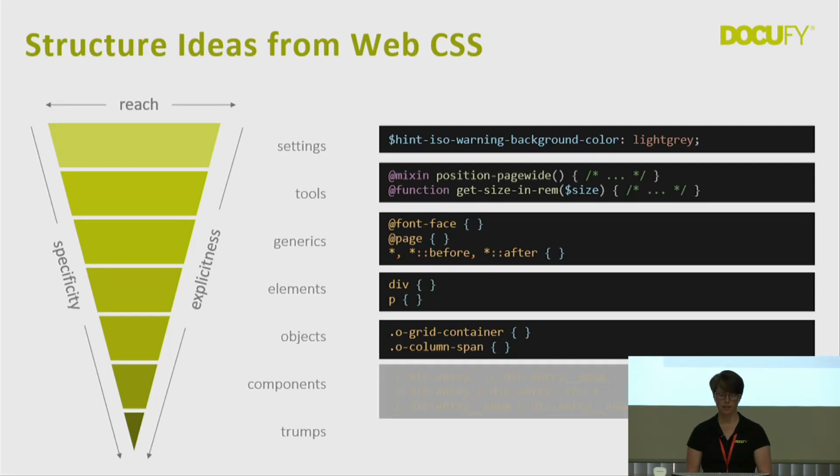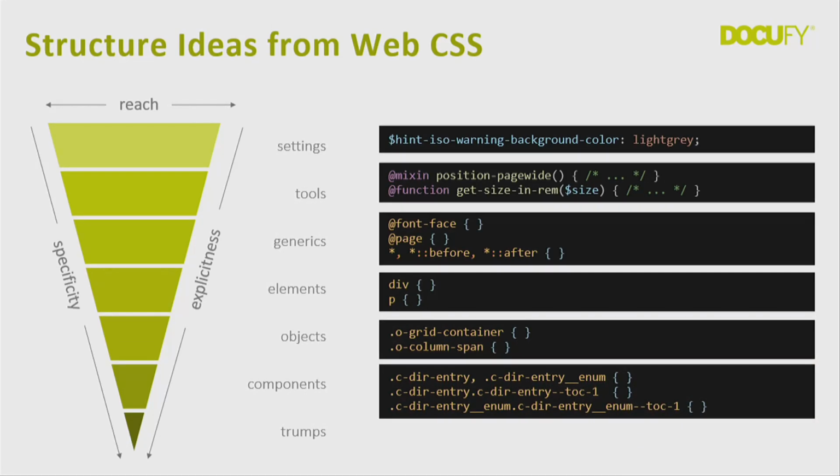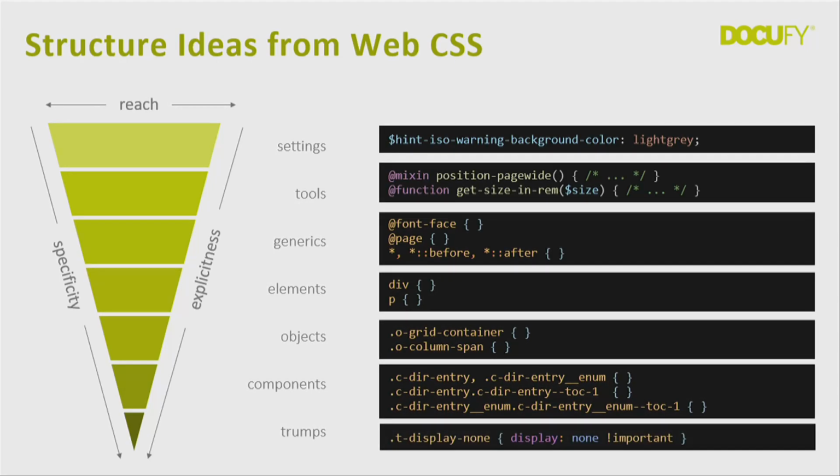So the next level is about components, which are reusable visual patterns, like, for example, a sidebar, or in terms of print, it could also be a directory entry or a page header. And the last level are utilities or trumps, which are very specific rules to override all the preceding rules if needed.